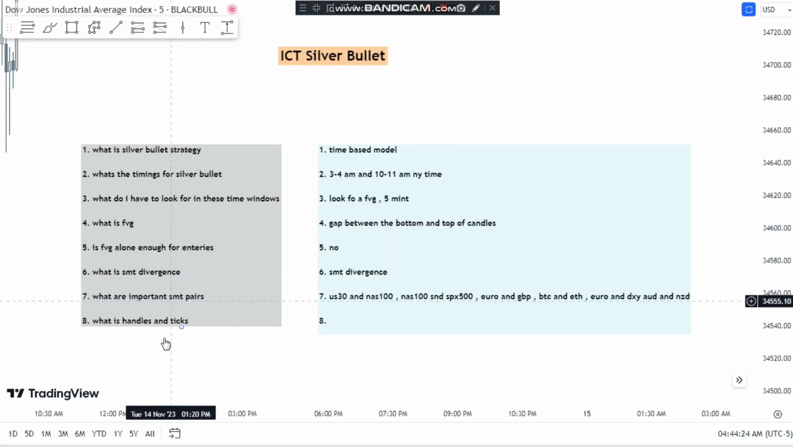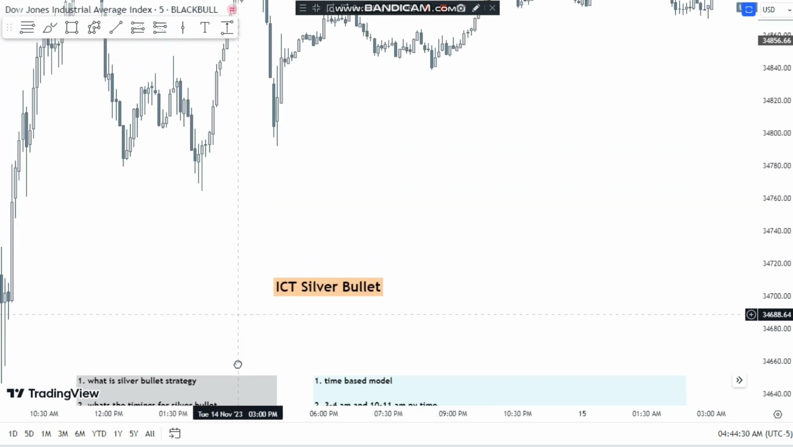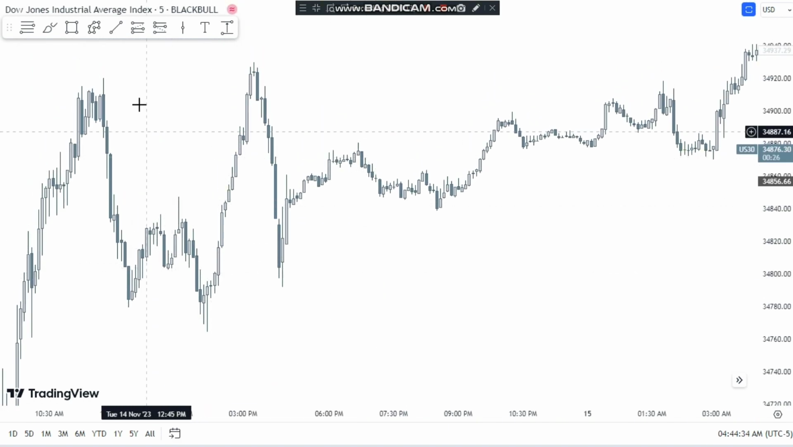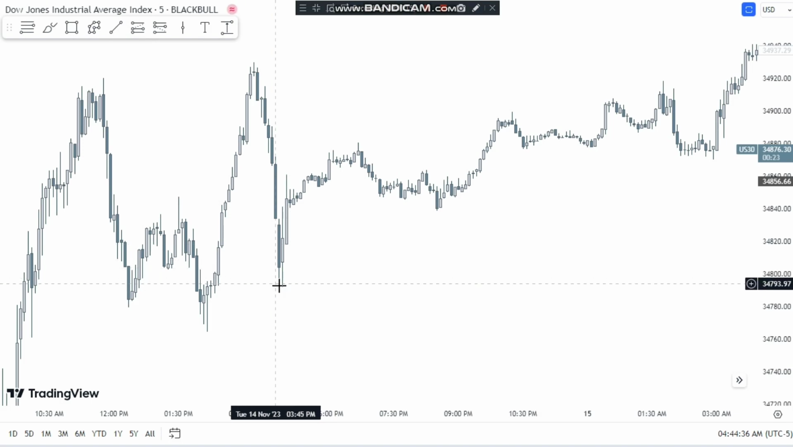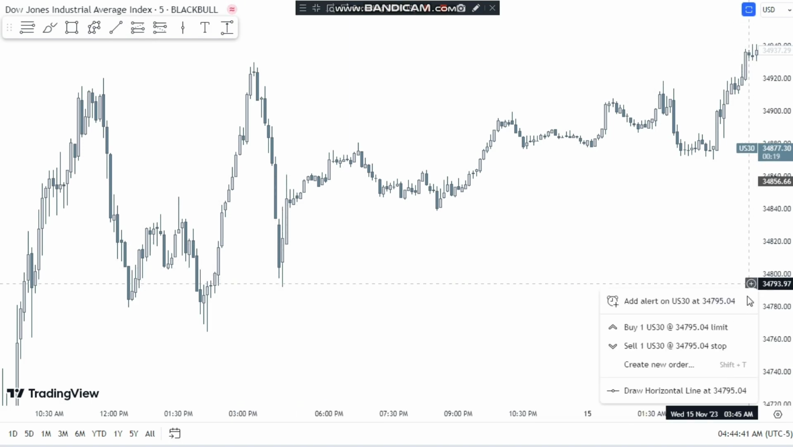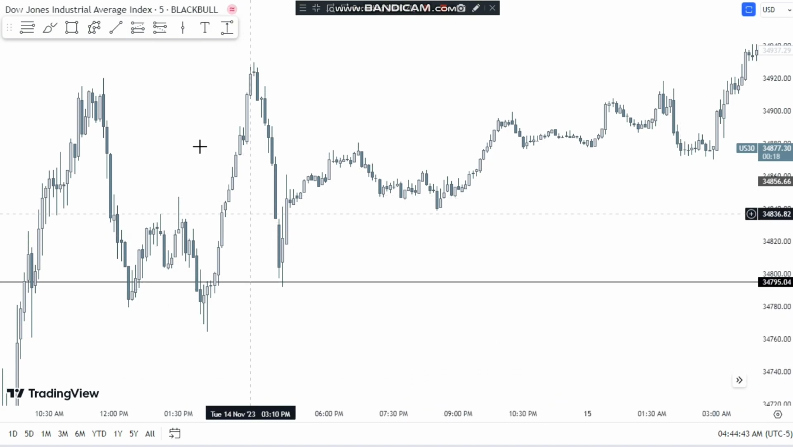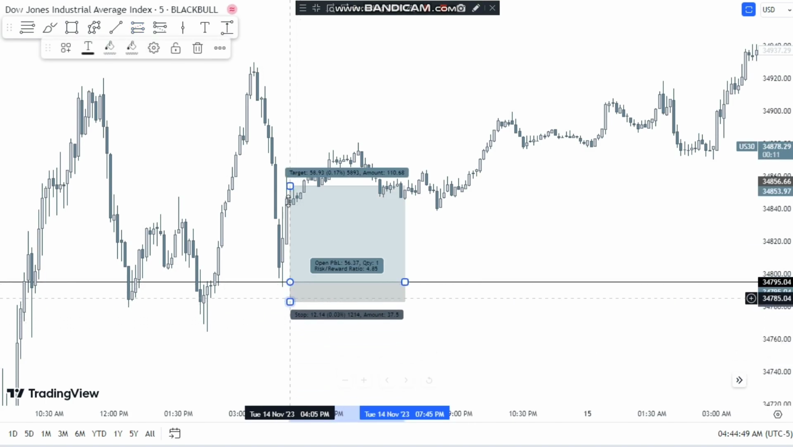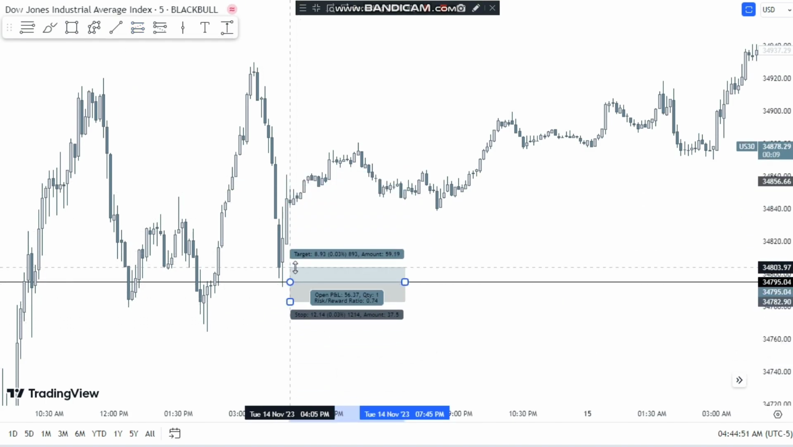Now before showing you an example on the chart, I will teach you one more thing, which is handles and ticks. It's important because we use it for our targets and most of the ICT traders don't know what handles or ticks are. So let's suppose you are getting into your longs at 34,795. We will mark this level. So what will be the 10 handles from this point? ICT uses 10 handles for his target. Okay, so 10 handles will be from 795 to 805.